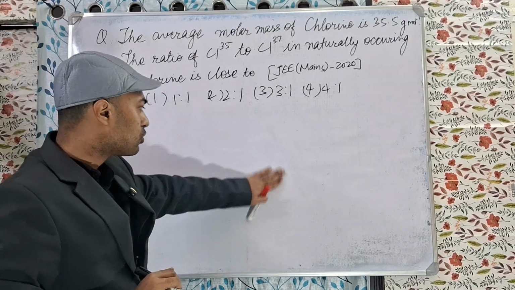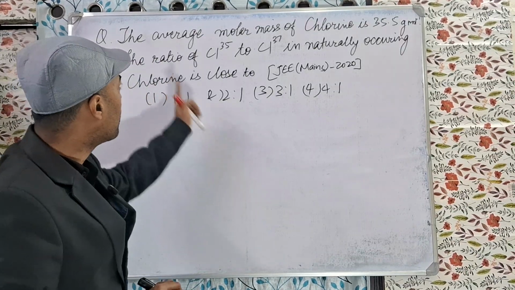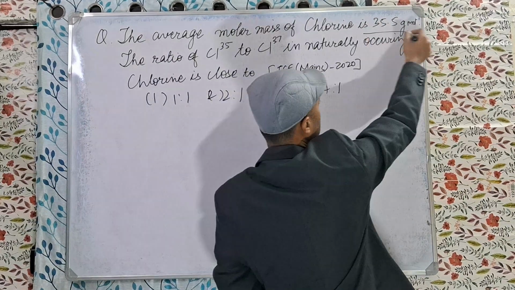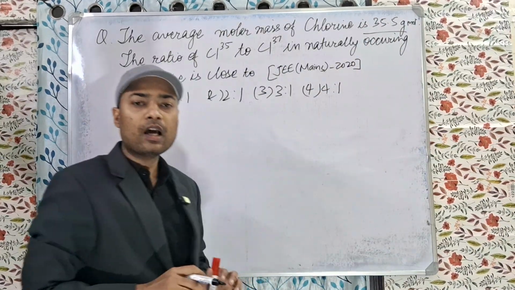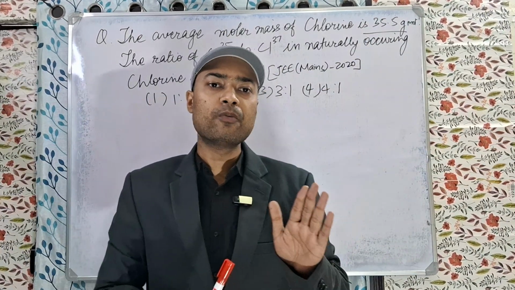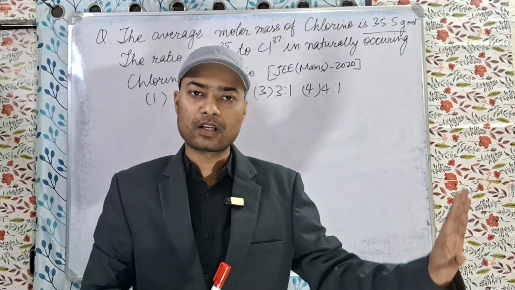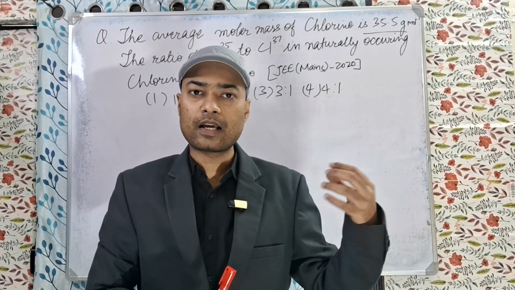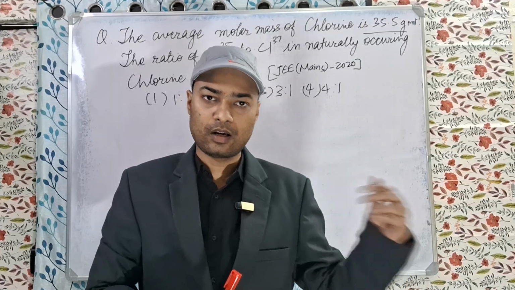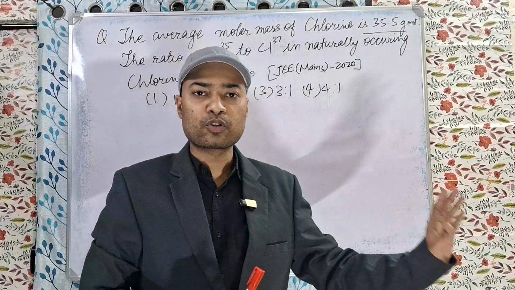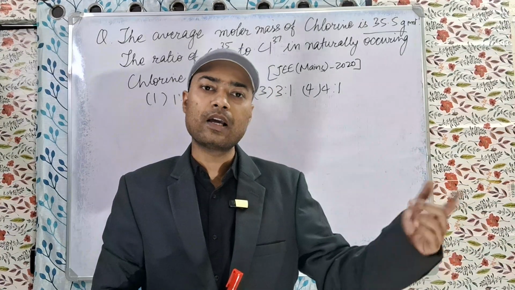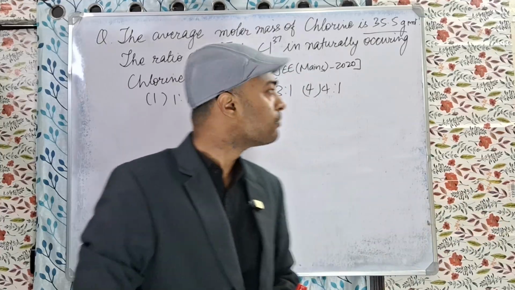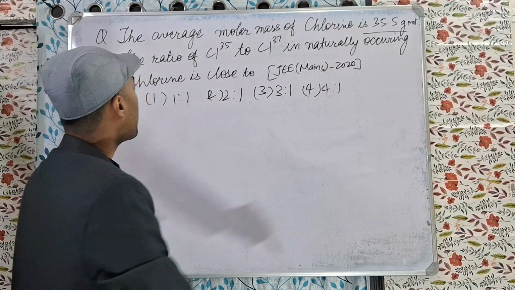Now let us try to solve it together. They have already given you the average molar mass. In molar mass, you have to replace the AMU with grams. In the next class we are going to discuss the mole concept and there it will become more clear. For now the process remains the same, only the AMU will be replaced by gram, nothing else. And they are asking you to find the ratio.